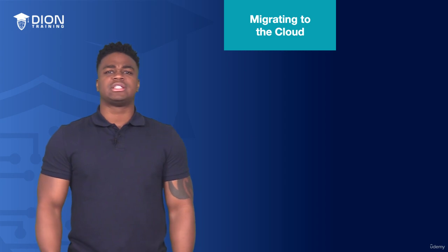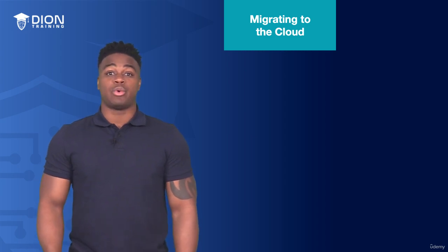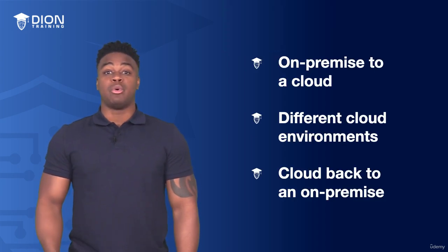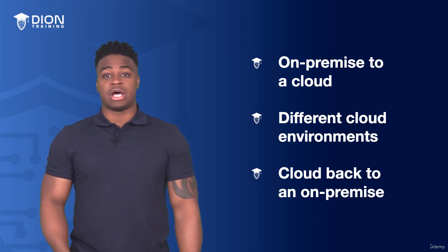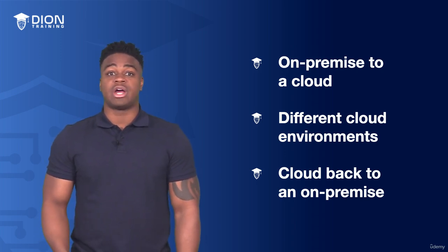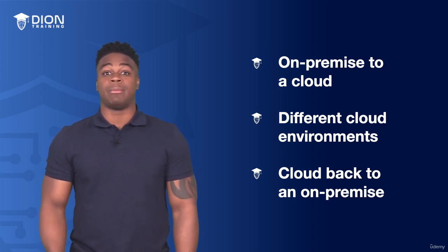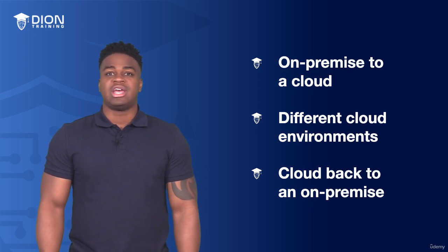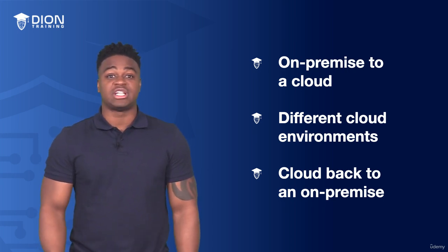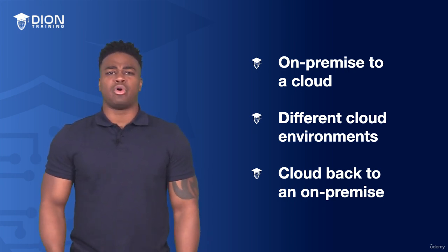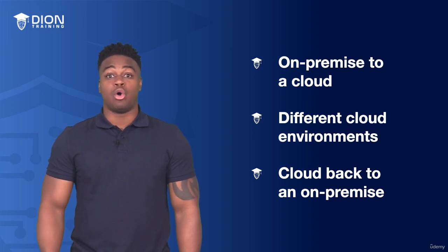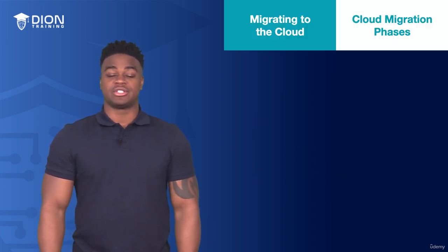Now, as we begin this section, we will discuss the 3 basic ways you can migrate to the cloud, including moving from an on-premise environment to a cloud environment, moving between cloud environments, or also moving from a cloud environment back to an on-premise environment. Each type of migration has its own set of challenges and considerations, and it is important for organizations to understand these before beginning their own cloud migration project. Next, we'll discuss the phases of cloud migration.